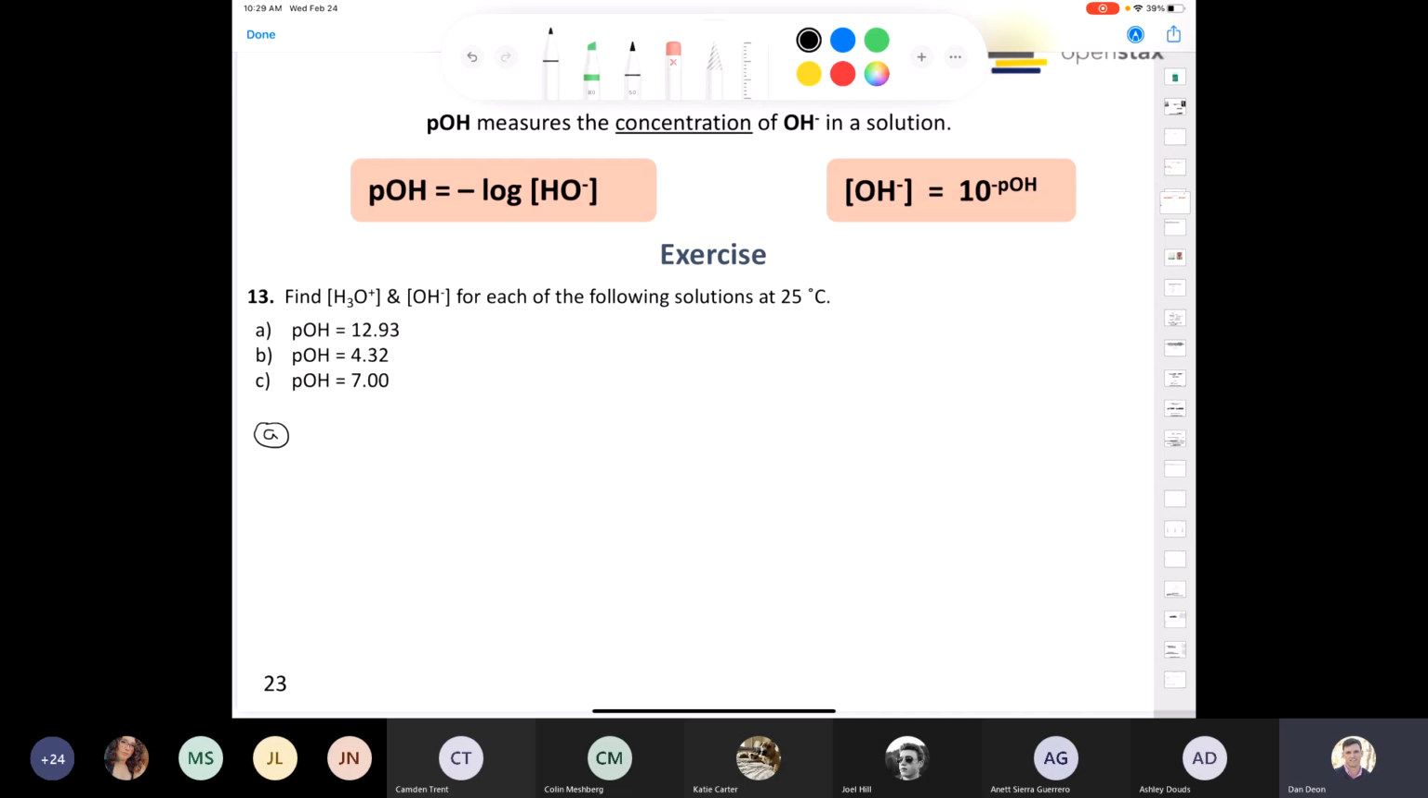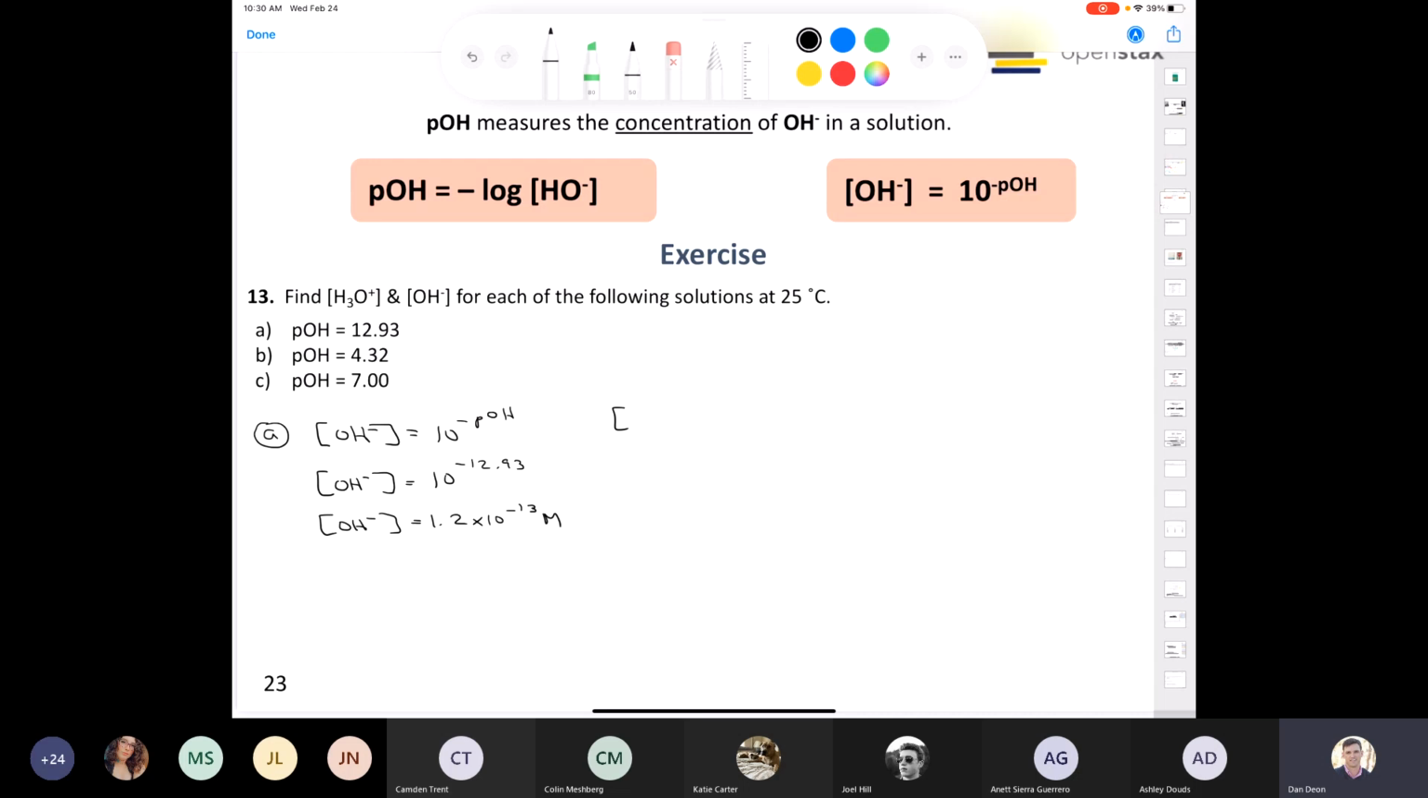Here we go. Okay, let's take a look at A. It says to find the concentration of hydroxide and hydronium. We can start by calculating the concentration of hydroxide from our pOH. Hydroxide is going to be equal to 10 to the negative pOH. We've got our concentration of hydroxide is equal to 10 to the power of negative 12.93. So I take 10 to the power of negative 12.93, and I get the concentration of hydroxide is equal to 1.2 times 10 to the negative 13 molar.